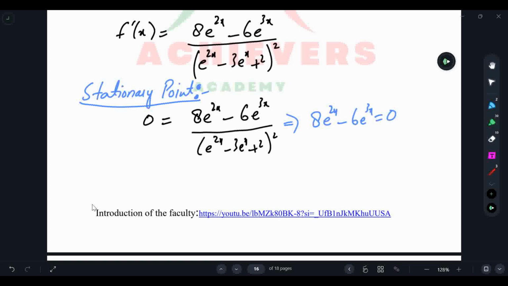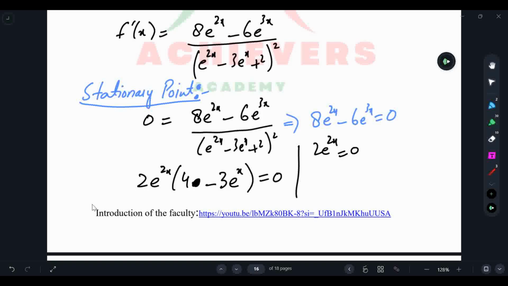So what we have to do, we can take 2e power 2x as common. The remaining thing will be 4 minus 3e power x is equal to 0. So from here we will have two answers. 2e power 2x is equal to 0, and we can write this as e power 2x is equal to 0.